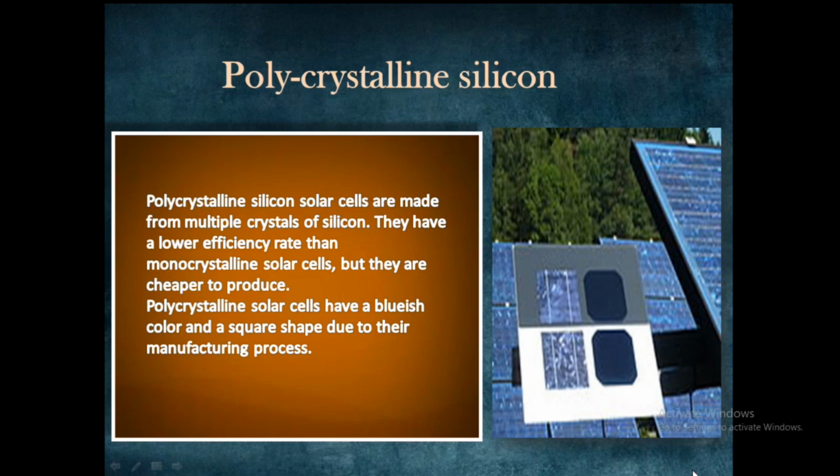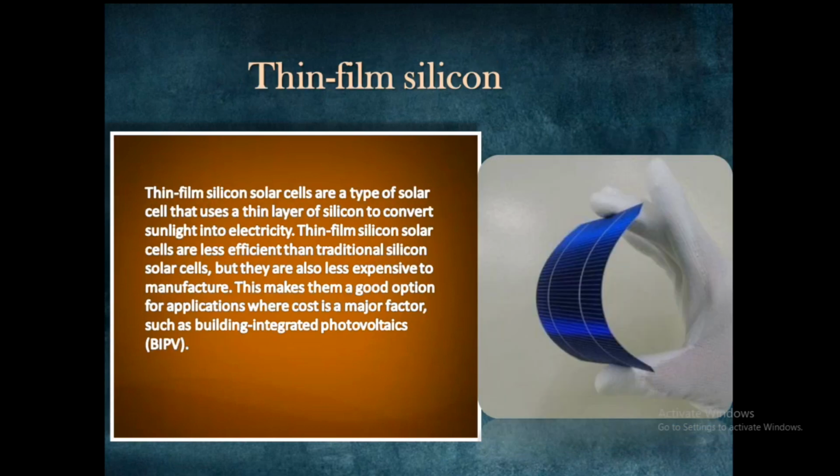Now let us see the next type of silicon cells. Next is thin film silicon. Thin film silicon solar cells use a thin layer of silicon to convert sunlight into electricity. As you see in the picture, there are lines. These lines are the thin film silicon solar cells. They are produced from a thin layer of silicon, which helps to convert solar light into electricity.